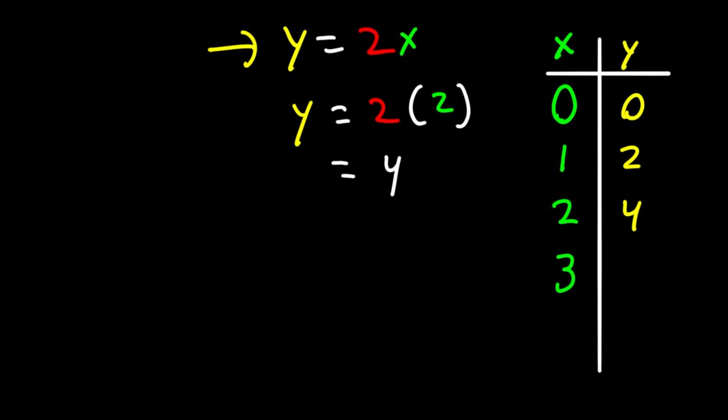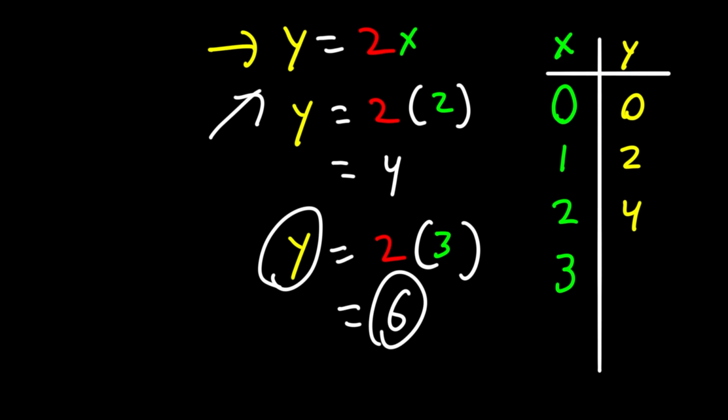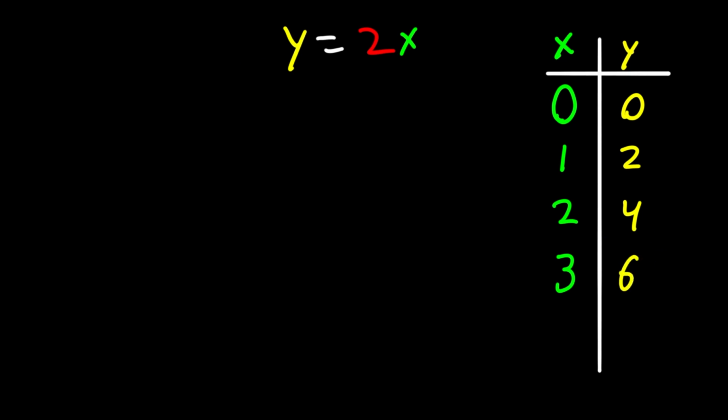Now what about when x is 3? So let's take the first line. Now we're going to replace x with 3. 2 times 3 is 6. So y equals 6. So y is 6 when x is 3. So before we go any further, let's find the slope of the equation using the table.